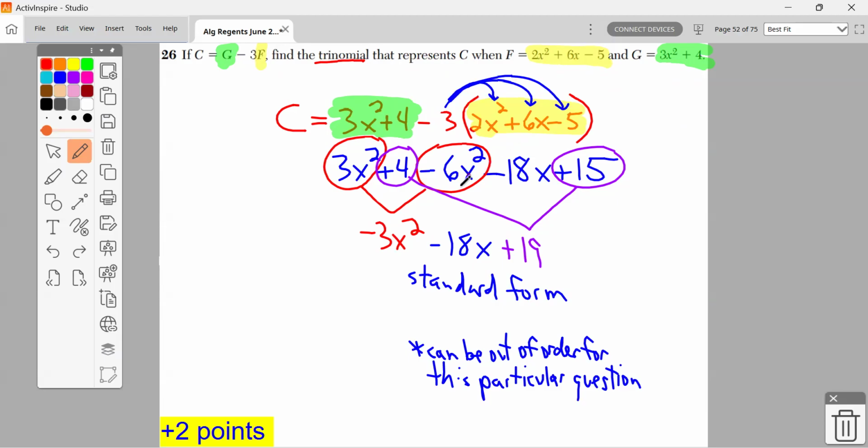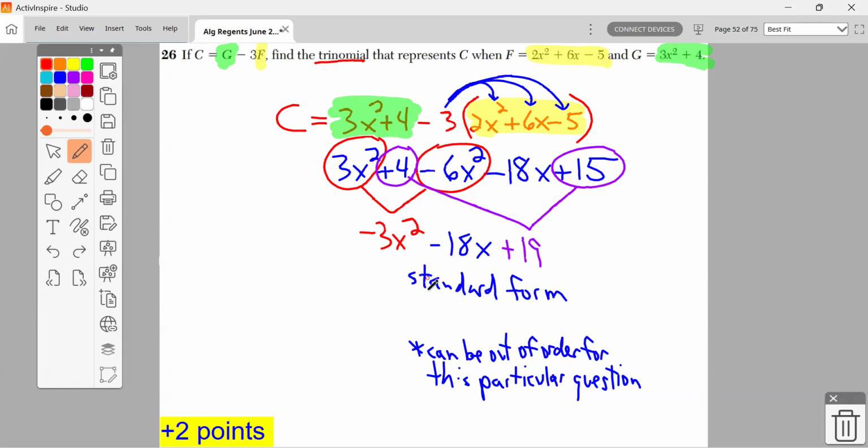So when we go to do that, we want to distribute. Negative 3 times 2x squared is negative 6x squared. Negative 3 times 6x is negative 18x. Negative 3 times negative 5 is positive 15. We then want to add together our like terms. So add together your x squareds with your x squareds to be a negative 3x squared. You just have a plain x there, and then we can add together our constants with our constants, our plain numbers with our plain numbers. 4 plus 15 is 19.